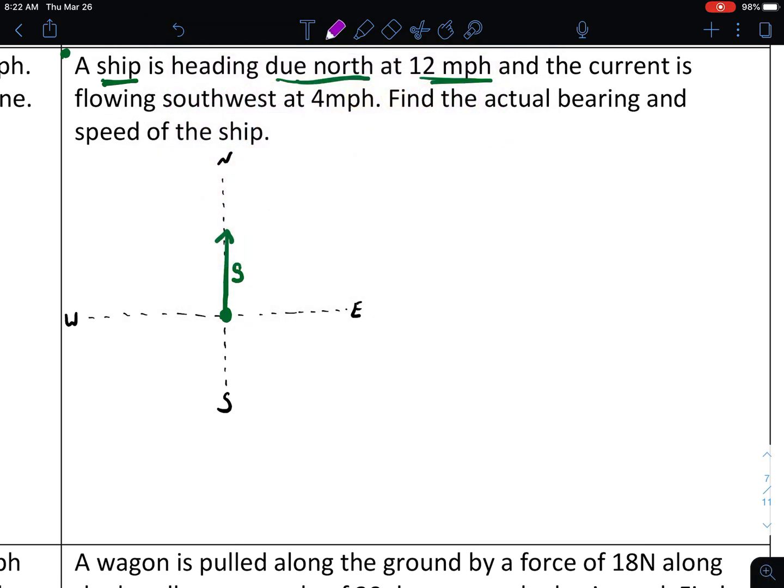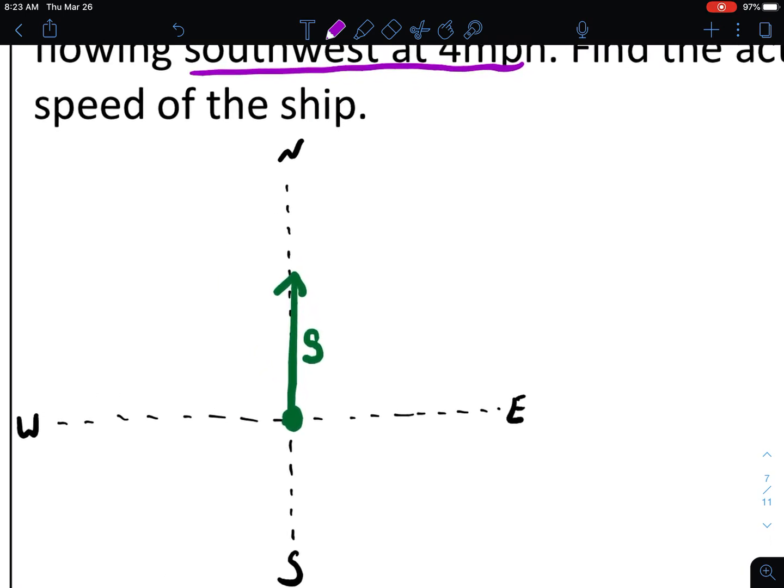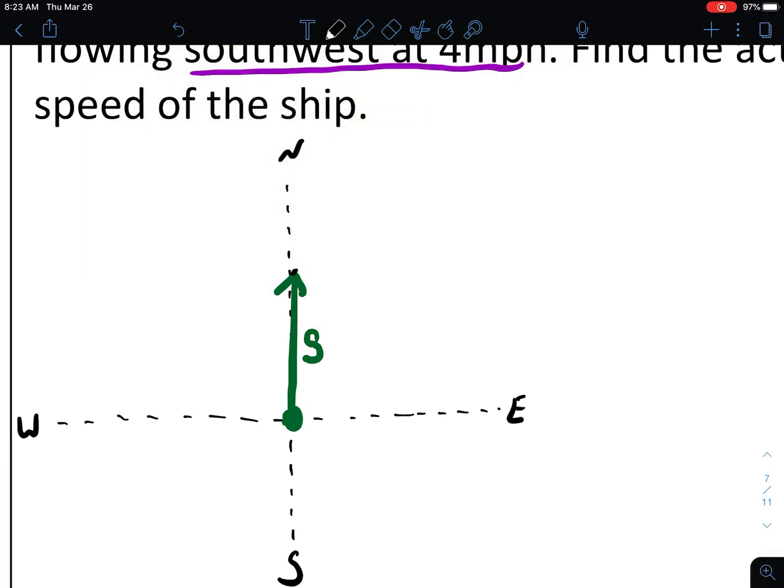At the same time, the current is flowing southwest at 4 miles per hour. All right, so southwest, 4 miles per hour is my current. Well, I don't want to apply that from the intersection of the north, south, east, west lines, because I want to find the resultant vector. So what I have to do is, because we connect vectors from head to tail, from the end point of this vector is going to be the starting point of my current.